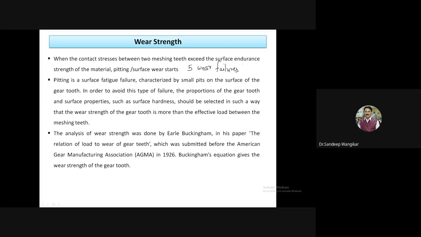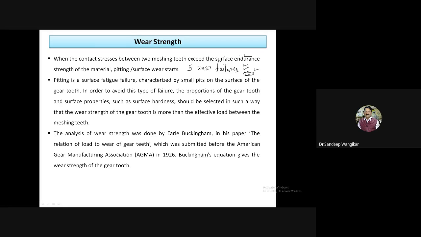First there is abrasive wear, then corrosive wear, then initial pitting, then destructive pitting and scoring. Particularly in destructive pitting, we have discussed that when the total load or contact stresses between the teeth exceed the endurance strength of the material, then wear will start. So we have to take this into account also. In practice, there are very few chances that the gear will fail due to beam strength if all factors are considered. The maximum probability is gear failure due to wear strength.